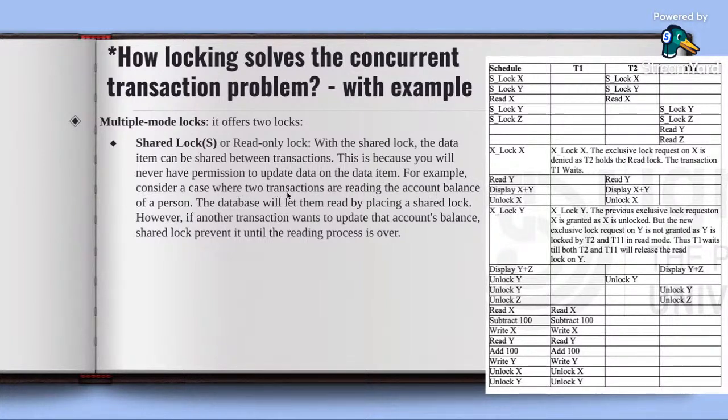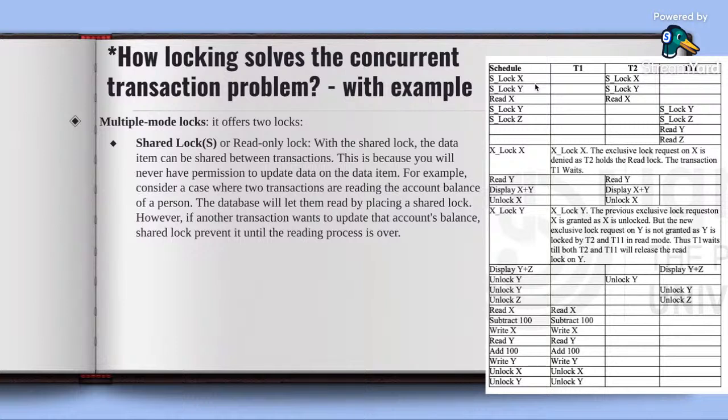For example, consider a case when two transactions are reading the account balance of a person. So let's say there are two counters in a bank, and how would that work actually? That won't work, right? Because they are reading the transaction for the same person. Okay, anyways, let's not go hypothetical. Consider a case where two transactions are reading the account balance of the same person. The database will let them read by placing a shared lock. However, if a transaction wants to update the account balance, the shared lock prevents it until the reading process is over.